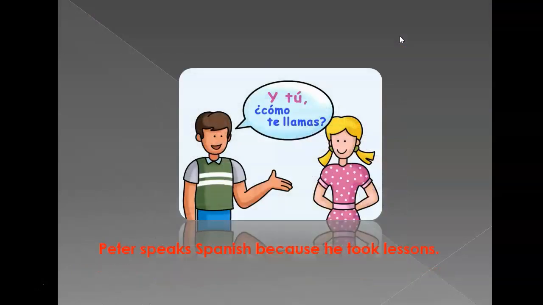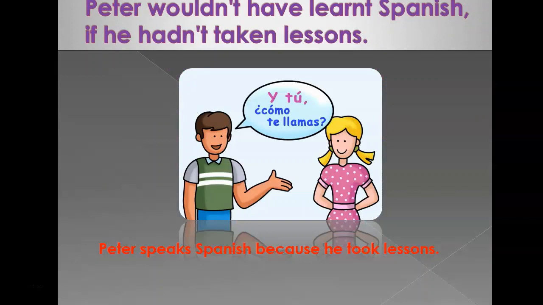Now next example. Peter is from England, guys, but he's learning Spanish. So Peter speaks Spanish because he took lessons. That's why he can speak Spanish. But what about if he hadn't taken lessons? Peter wouldn't have learned Spanish if he hadn't taken lessons. No problem? Nice, guys.